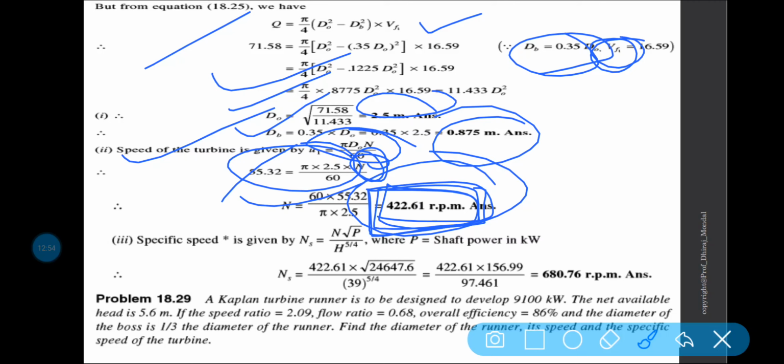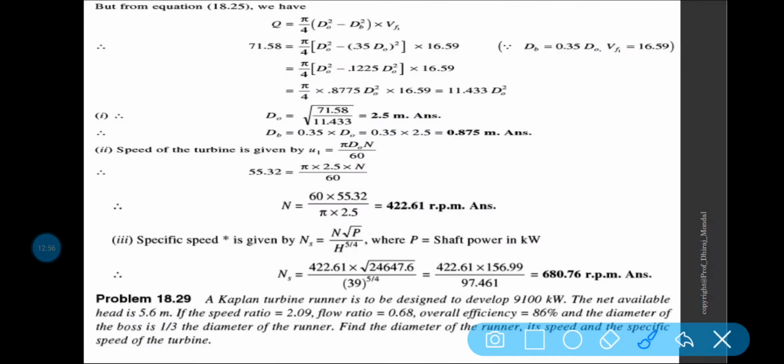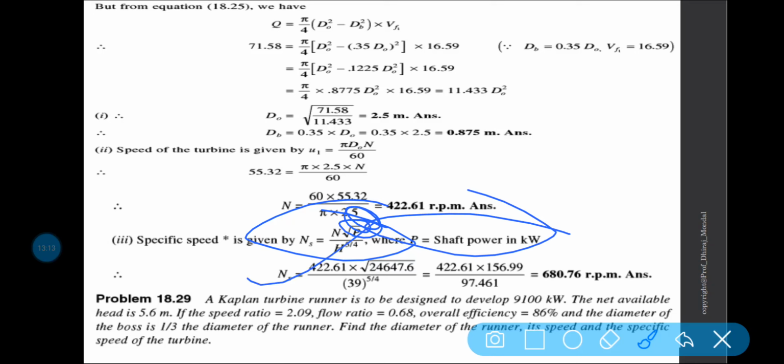Then as I have got this speed, we can find out the specific speed, that is Ns equals N root P by H to the power 5 by 4. Put the values, where P is the power available in the shaft, in kilowatt, okay, not in watt. If you do this, you will get Ns equal to 608.